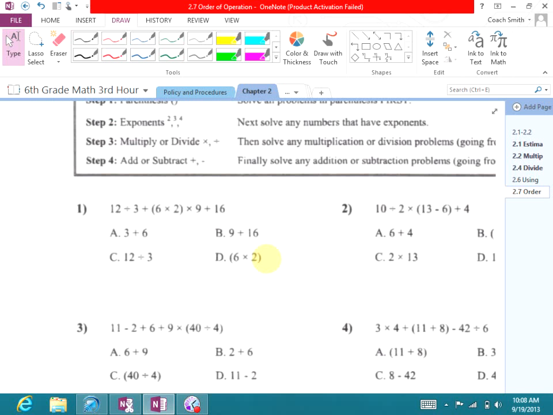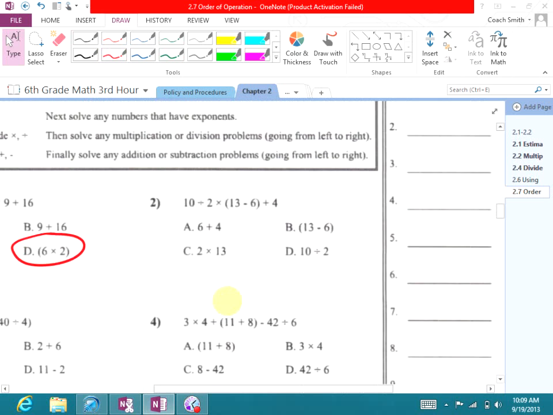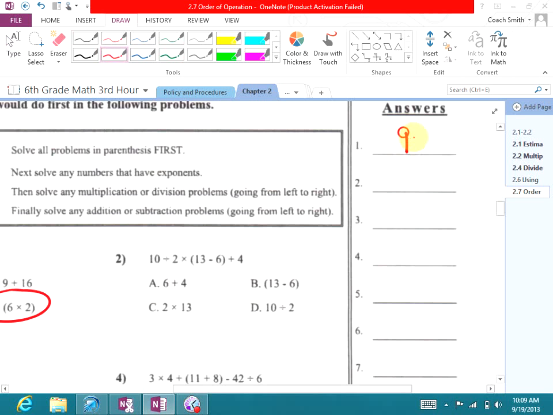Tristan. Okay, which letter? Which letter? A, B, C, or D? D. We should do D first. So we're going to go over here in the answer blank for number 1, and we're going to put the letter D. Okay? Not real hard. All right, let's look at number 2.